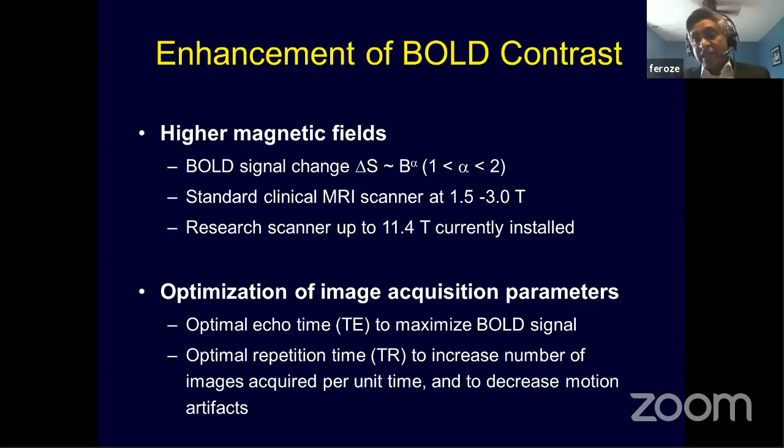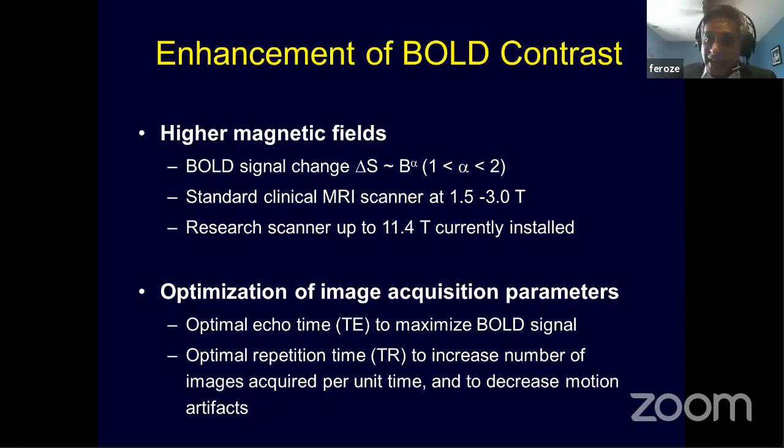So if you have a 3 Tesla scanner, which is almost like 15 to 20% more signal than if you have a 1.5 Tesla scanner. Well, that's not sufficient for some physicists and clinicians. So they've gone to develop now 7 Tesla. 7 Tesla is, at least in the US, FDA approved. And there are probably like 40, 50 7 Teslas around the globe. And there are a couple of 11 Teslas installed as well.